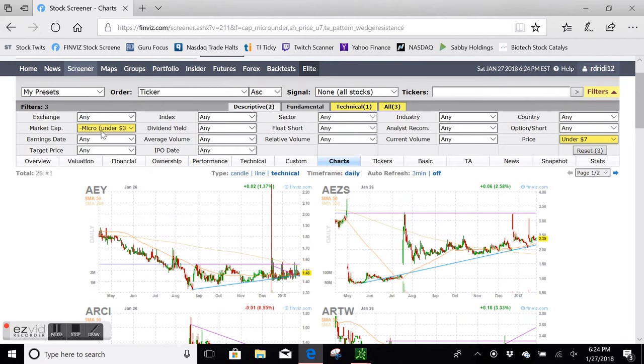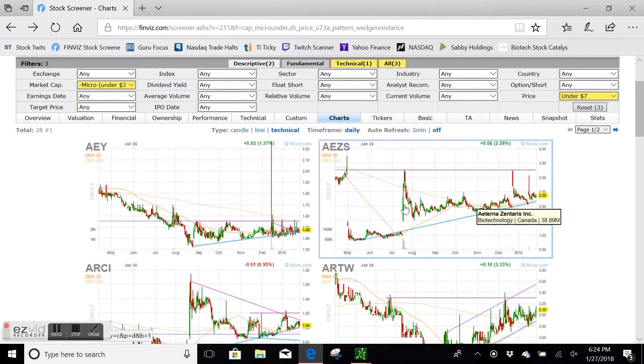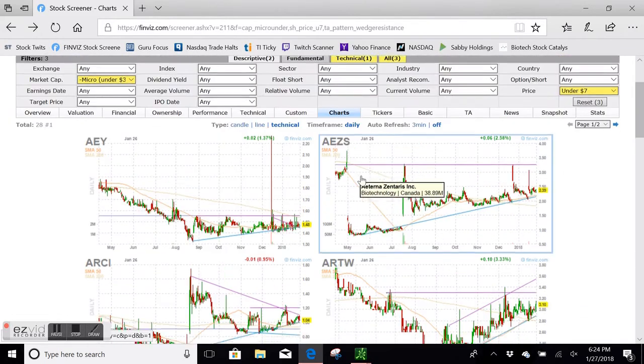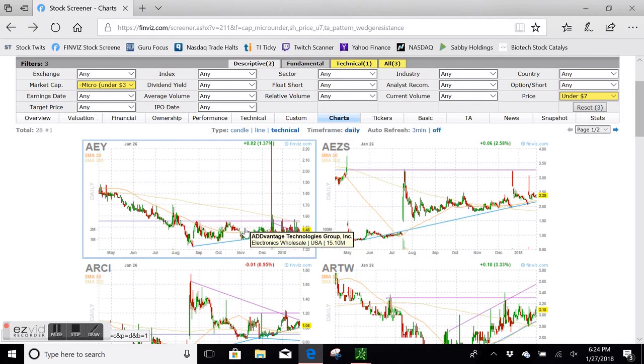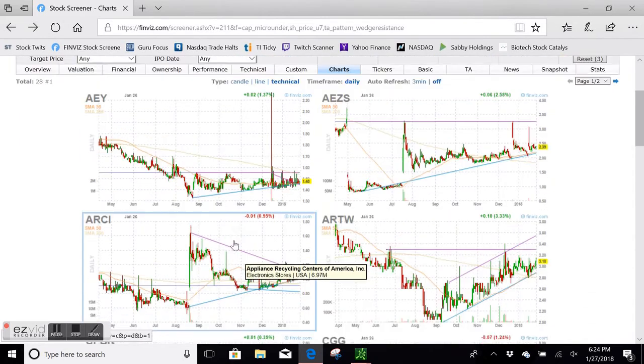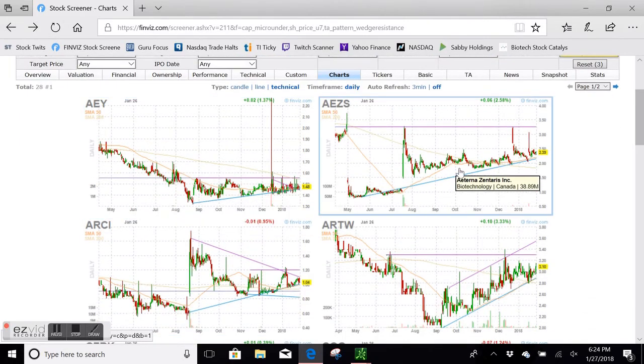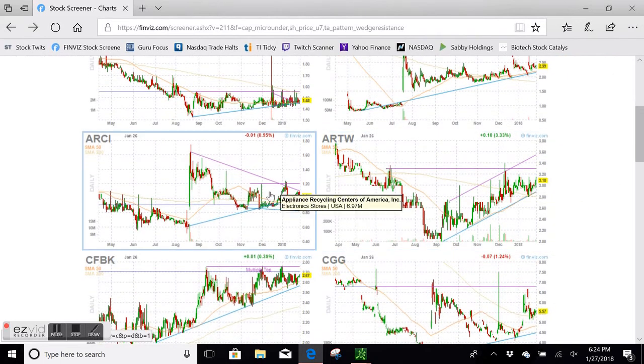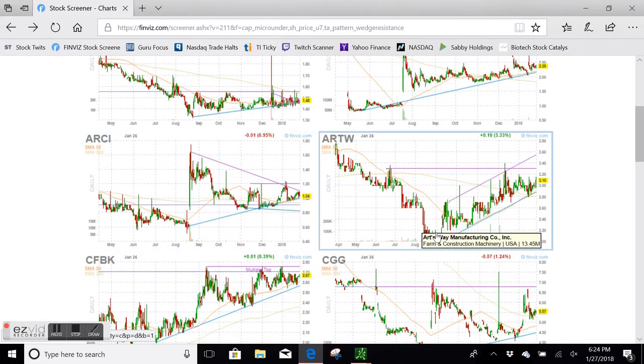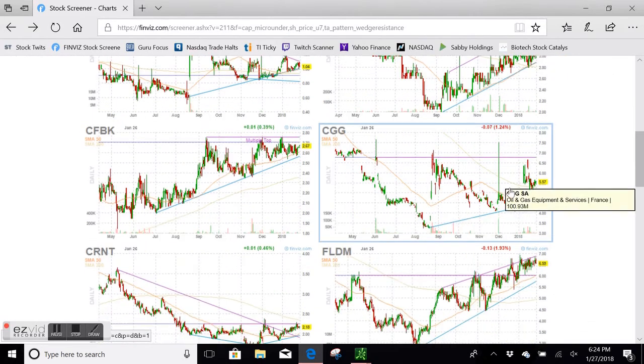Okay, so it's giving me stocks that it thinks are creating an ascending triangle. So I can quickly look through. This one looks okay. This one looks kind of tight on the bottom trend line. So it's kind of just getting squeezed here in a pennant. So you can kind of go through.